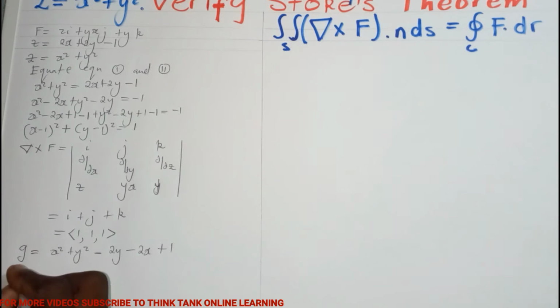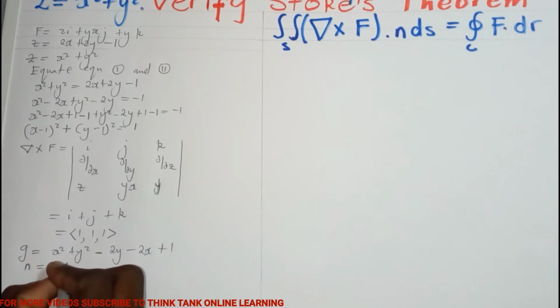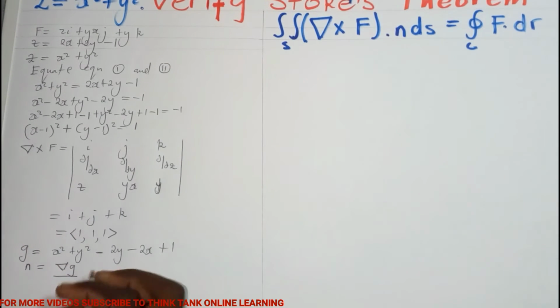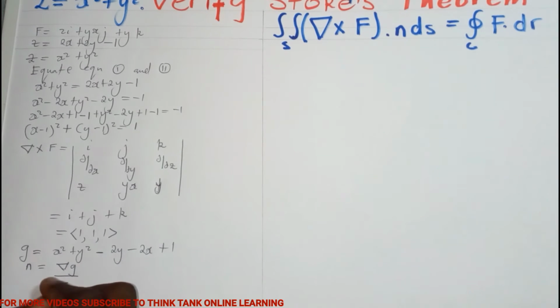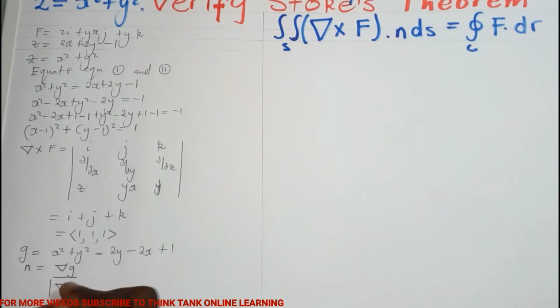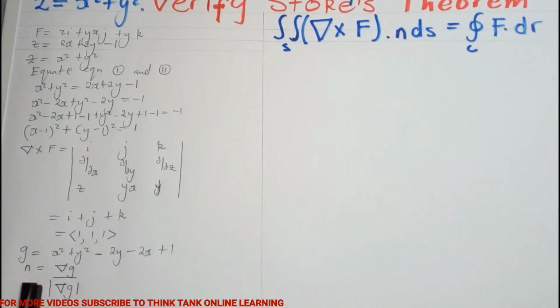And the formula for finding the normal: n is equal to the gradient of g over the magnitude of the gradient of g. That is the formula for the normal. If you want to find the gradient, we're just going to find the partial derivatives with respect to x, y, and z. So let's find the partial derivatives of g here.